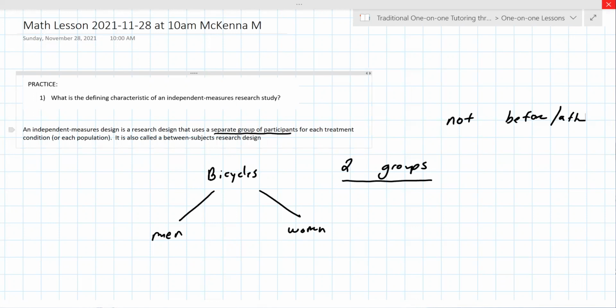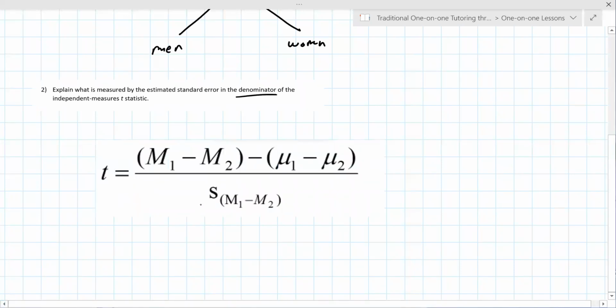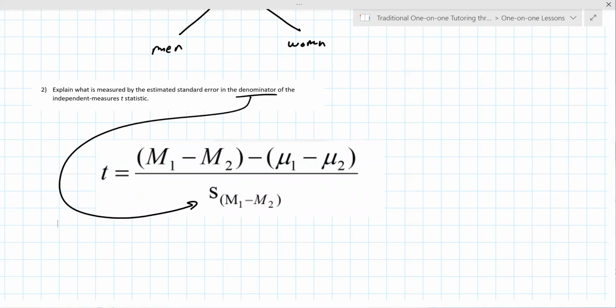All right, so question two. We'll have to get the formula out for this. It says, explain what is measured by the estimated standard error in the denominator of the t statistic. So we need the t statistic, and this one's kind of a monster. They're asking about just this part down here at the bottom, so we need that formula, and I'm going to snip that in here so that you can see it.